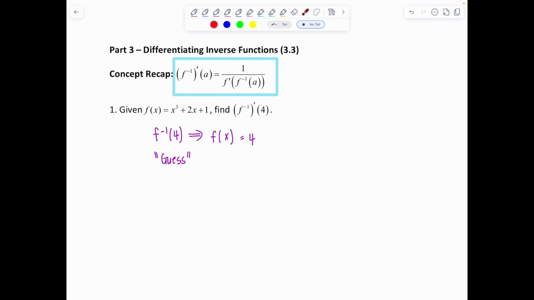But here's the thing. It's usually some nice number like 0 or 1, or maybe if they get wild, negative 1. So I'm just going to guess right now x equals 1 because I'm feeling good about it. And then it's 1 plus 2 plus 1. Yep, that's 4. So f of 1 is 4. Do you see what I'm saying?